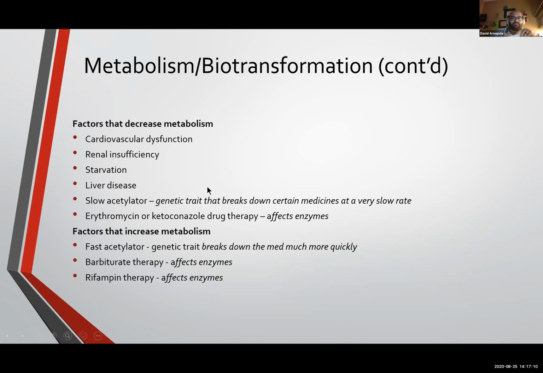And again, don't get too lost in the acetylators. Just introducing it because it is in your textbook. Just wanted to make sure you knew about the word.